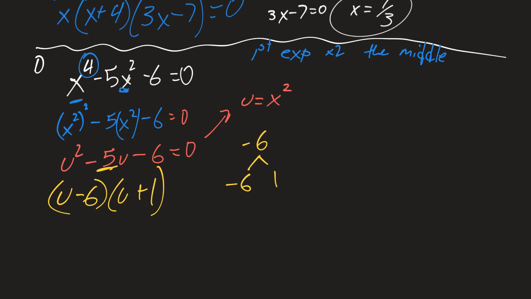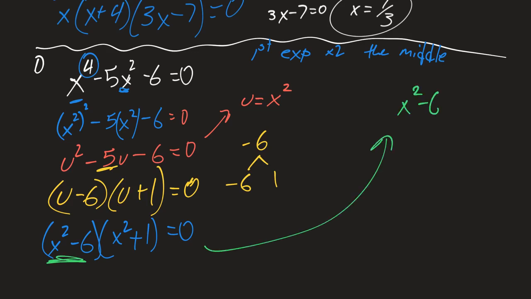Now, this is all great, but wait a minute. We know that this is not a problem about u. I started with x's. Let's put back the variable that we started with. We've got x squared minus 6 and x squared plus 1 equal to 0. And we can solve these individually, right? We could try to factor them further, but they don't break down. So let's just solve them individually. I'm going to do them off on the side here.